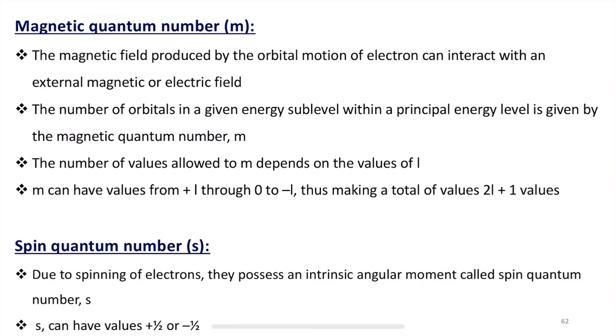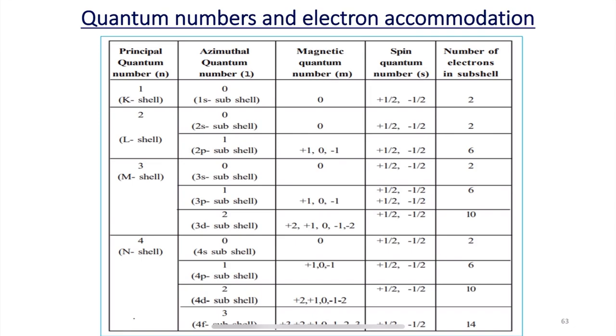So, this is all about the four different types of quantum numbers. The Schrodinger wave equation, a solution of the Schrodinger wave equation for the hydrogen atom, yields three quantum numbers, that is n, L and m. And next is about quantum numbers and electron accommodation. So, how is the electron accommodation going to take place?